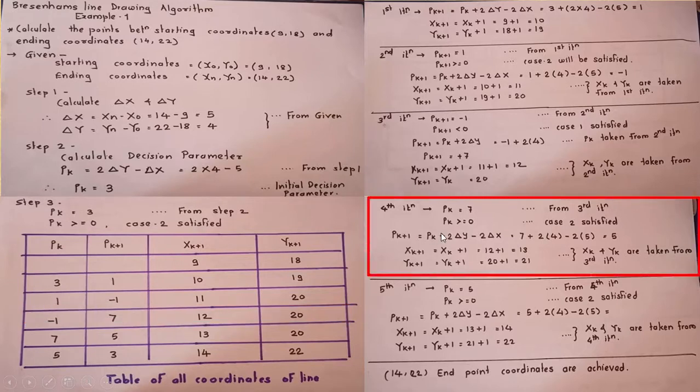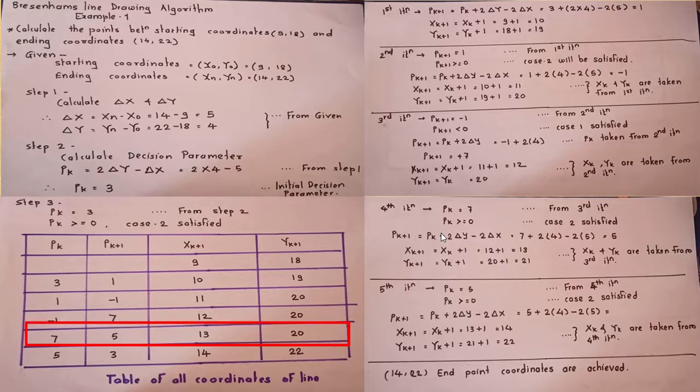Now the fourth iteration, pk is equal to 7, which is greater than or equal to 0. So case 2 is satisfied. As per the case 2 equation the values are placed. So pk plus 1 is equal to 7 plus 2 into 4 minus 2 into 5. So pk plus 1 will be 5 and xk plus 1 will be 12 plus 1 equal to 13 and yk plus 1 will be 20 plus 1 equal to 21. So place these values in our table. So the fourth iteration is over.